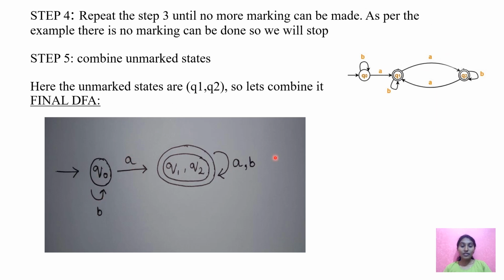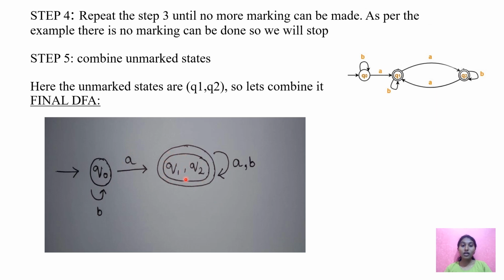Now let's compare these two diagrams. Q naught has the self loop B, so there is no change. We write it the same. That is, Q naught has the self loop B, and Q naught goes to Q1 with respect to A. So we mark it. Q1 and Q2 are combined together.